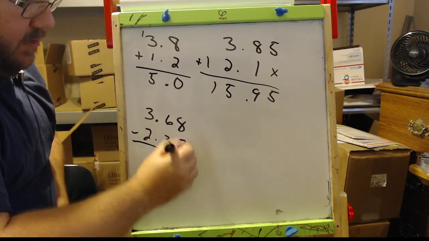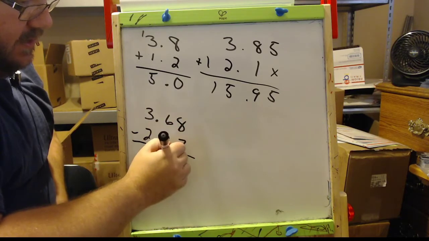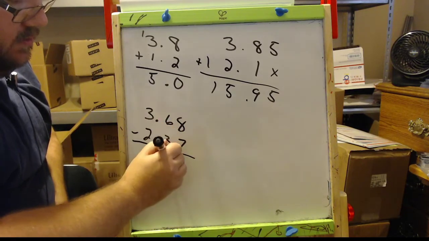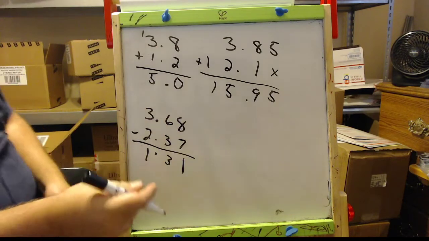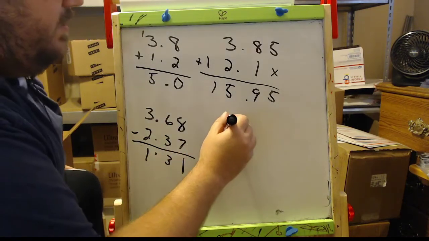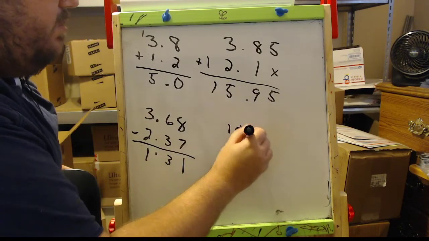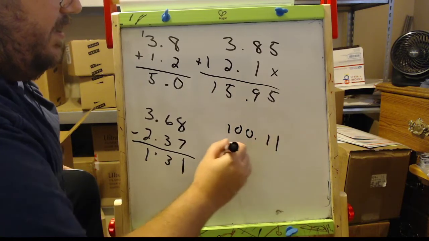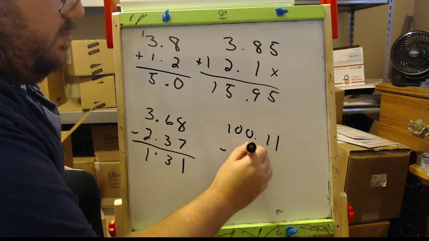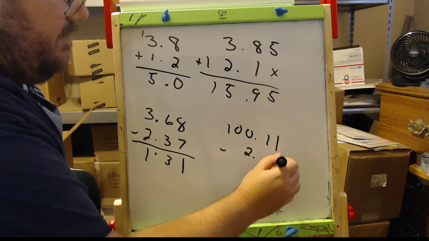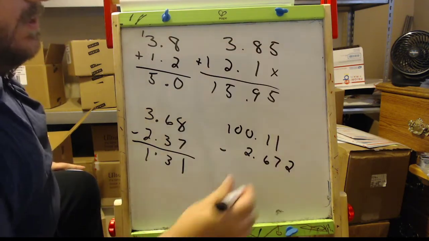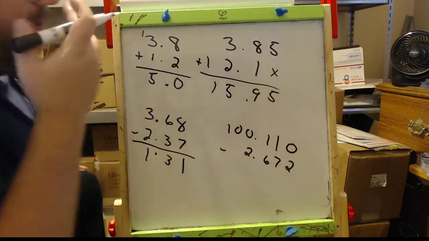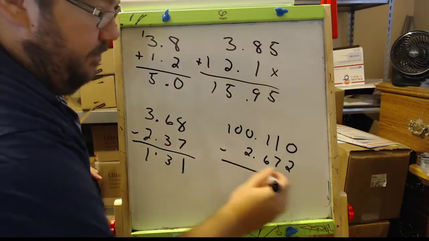Make sure your numbers are lined up. The hundredths with the hundredths, the tenths with the tenths, the ones with the ones. So 1.31 right there. Let's see another one. If I had something like 100.11 minus 2.672. Let's say we had something like that. For our intents and purposes, we assume that's a 0 there.